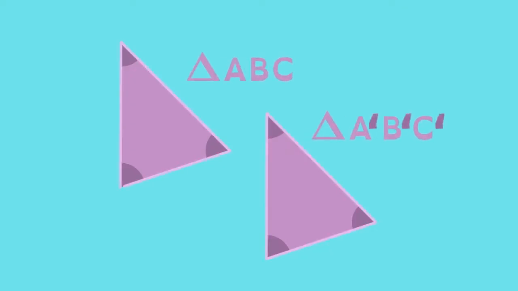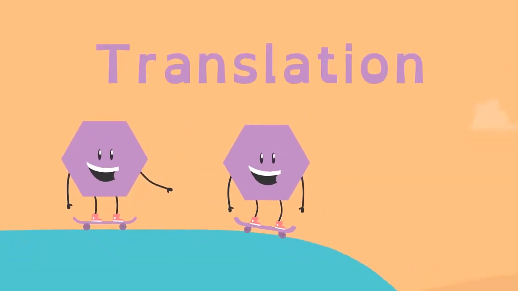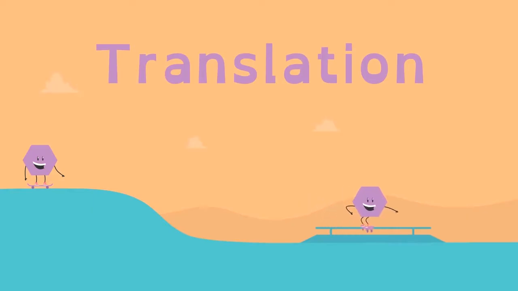Notice that the moved shape is congruent to the original, which means their corresponding angles and sides are the same. We use these little symbols to show what we've done to create this translation. So there you have it. When a geometric shape is moved on a coordinate plane, it's called translation.